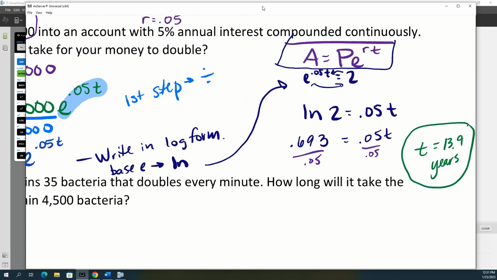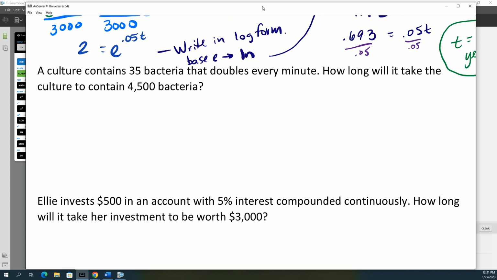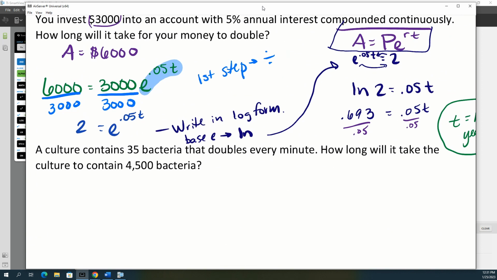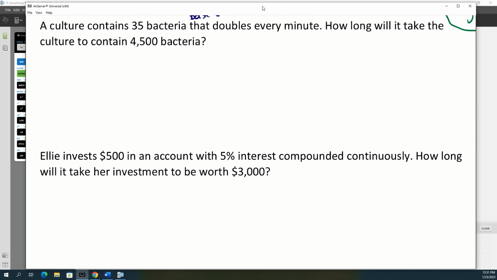All right, let's look at one more, and then you guys are going to do the last two on your own. So for B, we have a culture that contains 35 bacteria that doubles every minute. How long will it take the culture to contain 4,500 bacteria? So this is a different question. This time, every minute, the number of bacteria is doubled. So that's going to be this formula: A equals P times 2 raised to the t.